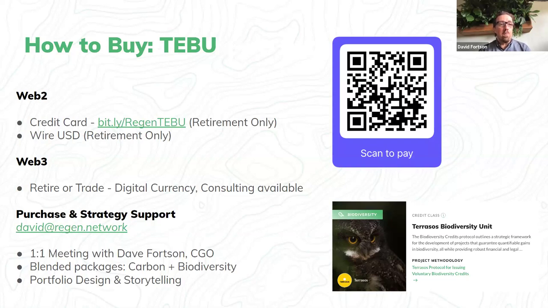So as far as your ability to purchase today, they're $25 per TIBU. You can purchase them via Stripe with your credit card, or you can go on to the Regen Network marketplace and with a crypto wallet purchase the credits and retire them there directly.